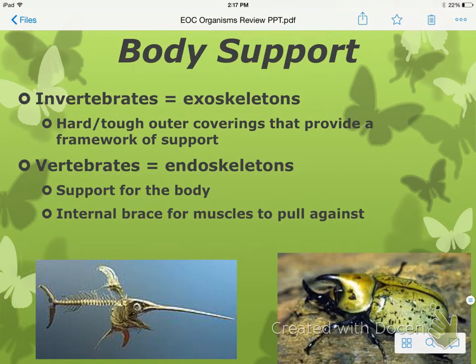So body support. So invertebrates have exoskeleton. If you remember, exo means out. So it's an outside skeleton. These are why bugs crunch when you step on them, or if you eat crab legs, you have to break the crusty outside part open to get to the meat on the inside. They're all invertebrates. Vertebrates have an endoskeleton. Endo means in, so their skeleton's internal, like this fish down here. There's all that body tissue and muscle outside of the skeleton.